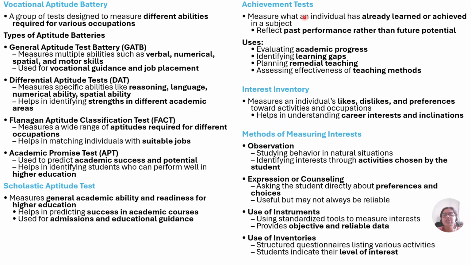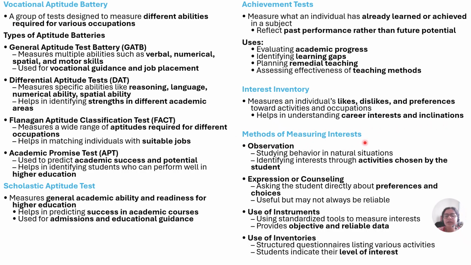Then achievement tests. Okay, it helps in measuring what an individual has already learned or achieved in a subject. It reflects past performance. It mainly focuses on the past performance rather than the future potential. Then interest inventory. It measures an individual's likes, dislikes, and preferences towards particular activities. Okay, it helps in understanding career interests and inclination.